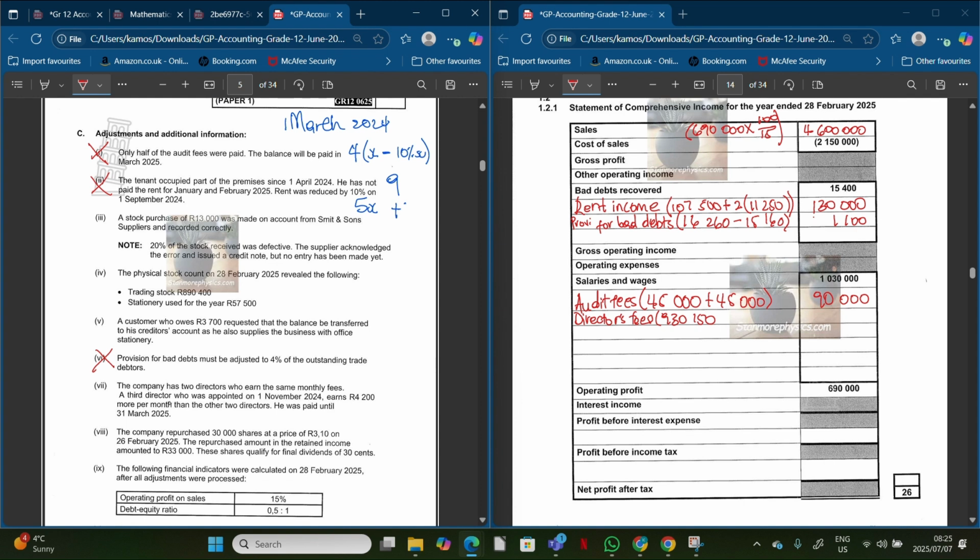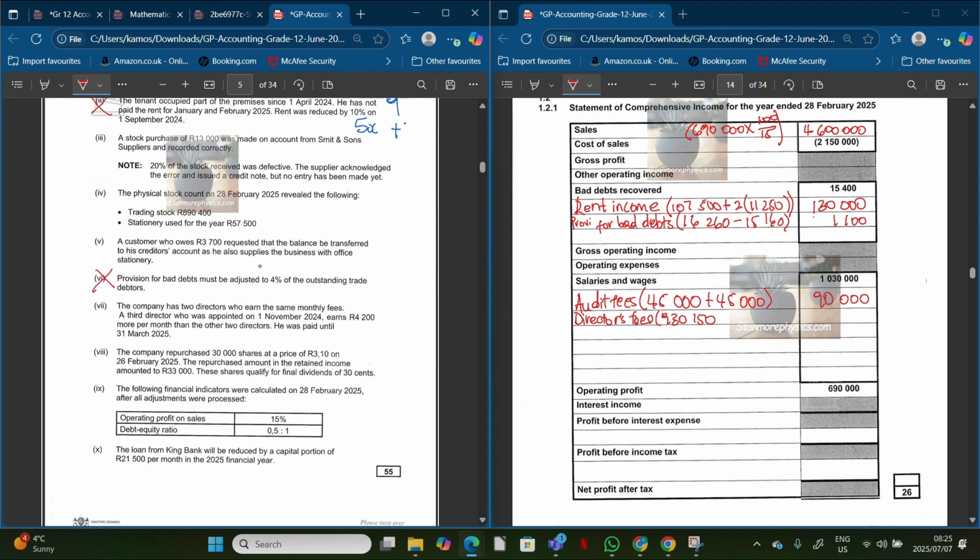So now let's see the adjustment. Here, they're saying that the company has two directors who earn the same monthly fees. A third director who was appointed on the 1st of, remember, dates are important. Dates are important. I'm sorry for that. So remember that dates are important.